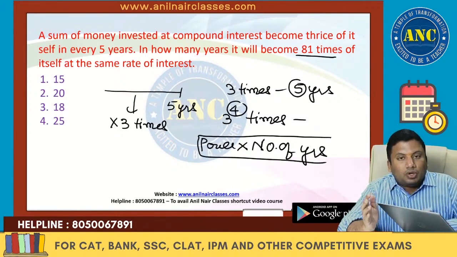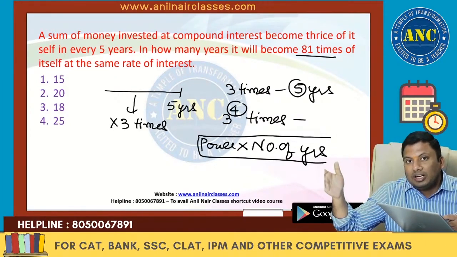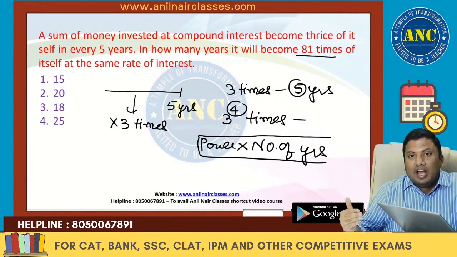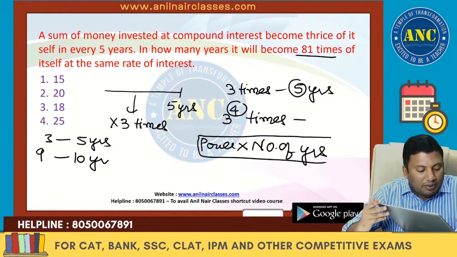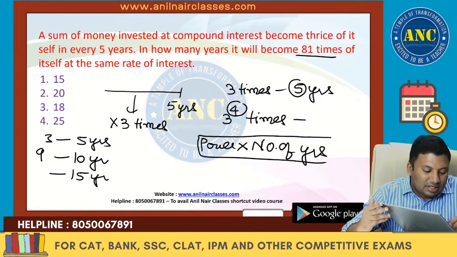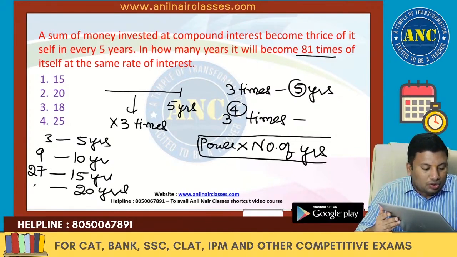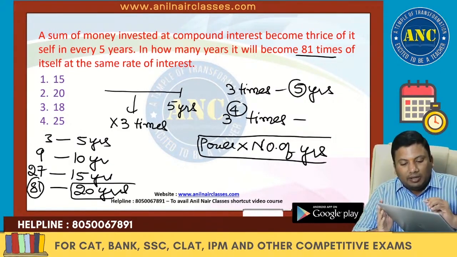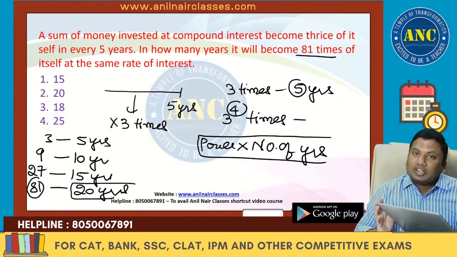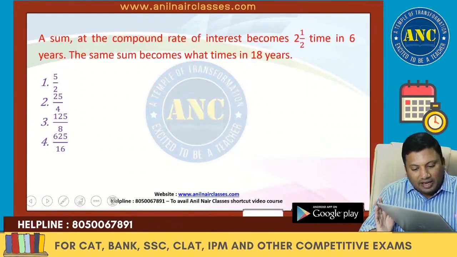Why is it power into number of years? First 5 years, 3 times. Next 5 years, 3 times. Next 5 years, 3 times. That means 5, 5, 5 it is increasing, and 3, 3, 3 it is getting multiplied. 3 times in 5 years; next in 10 years, 3 into 3 becomes 9; again in the next 5 years into 3 which is 27; again into 3 which is 81. So in 20 years it will become 81 times. That was the first question for today. I hope it is clear. Multiplication factor remains the same.